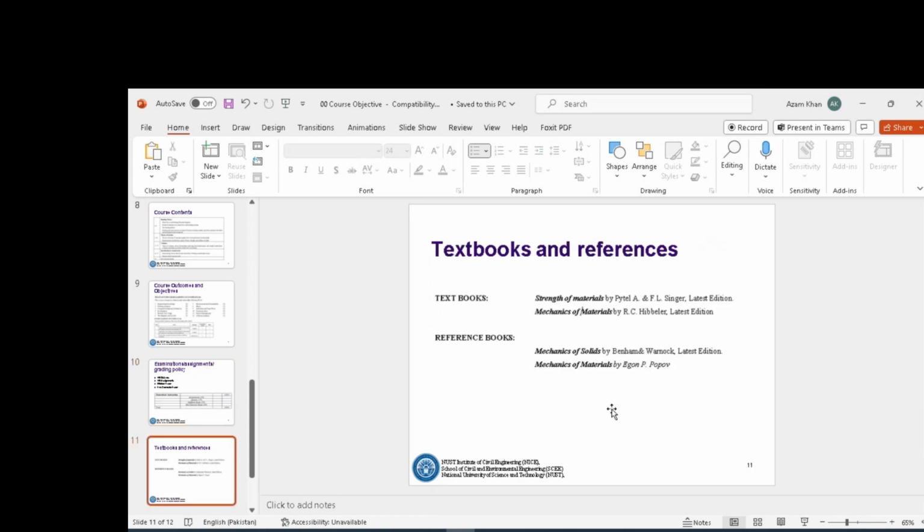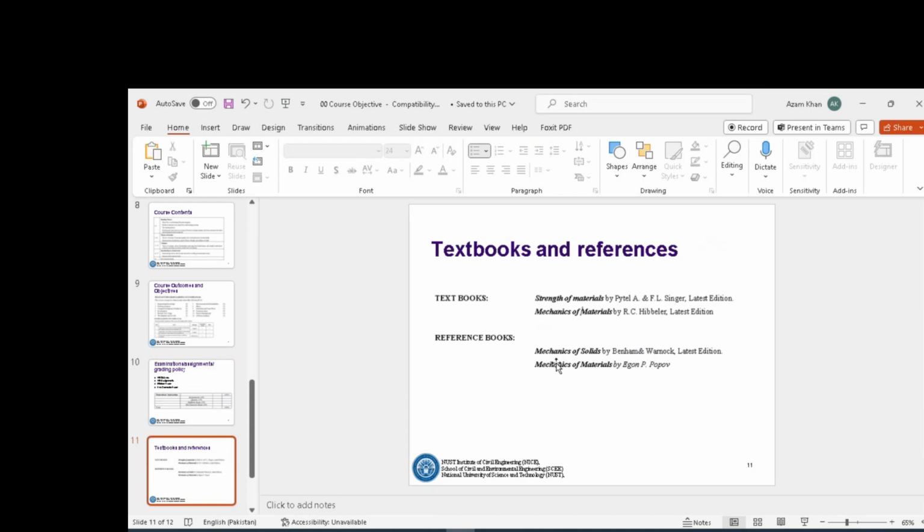Before we end this lecture, let me just introduce these textbooks to you. So Strength of Materials by Pytel and Singer. That's a very important book you can follow. And another one is Mechanics of Solids by Hibbeler. I will try to stick to Mechanics of Materials by Hibbeler. The latest edition is preferred. Strength of Materials is very good for developing concepts.